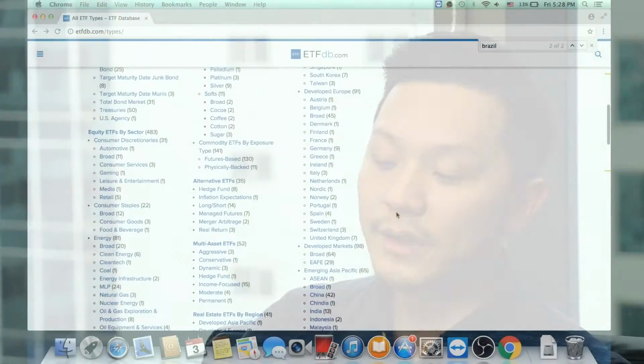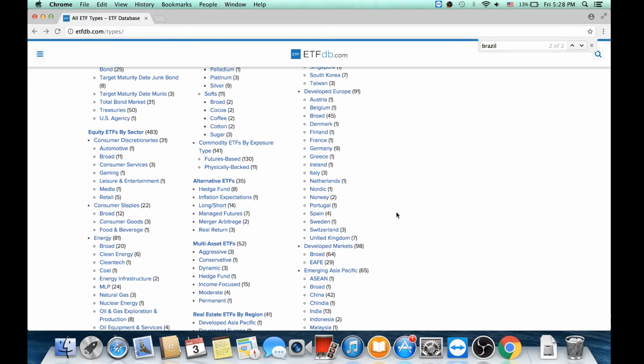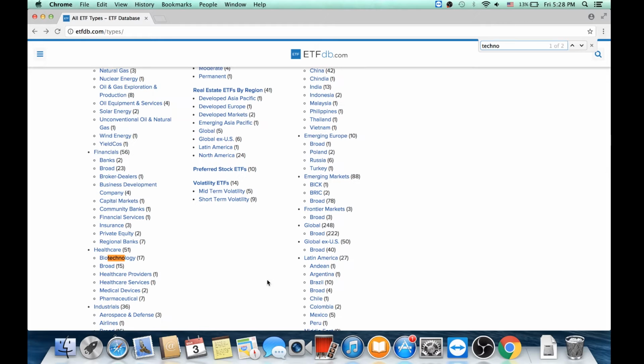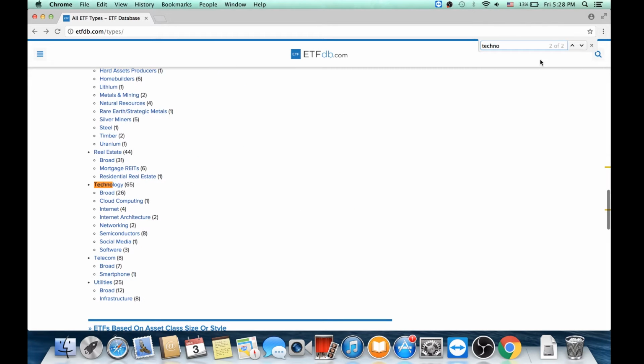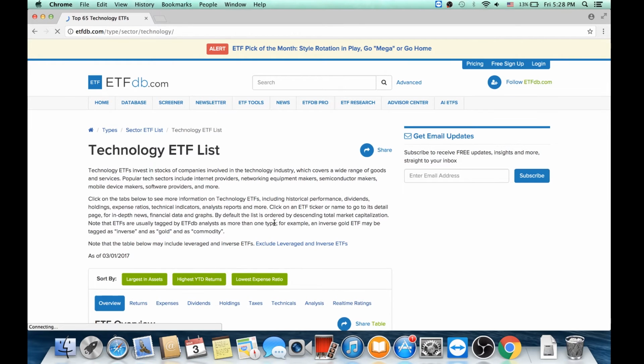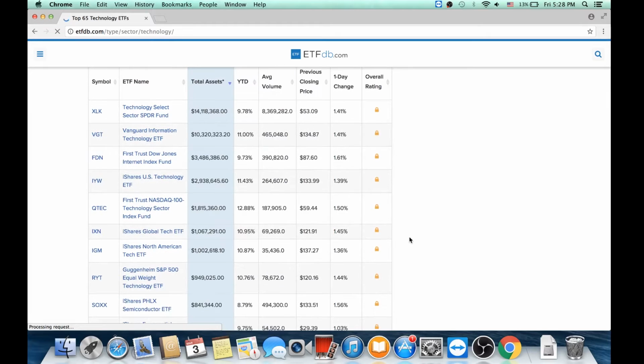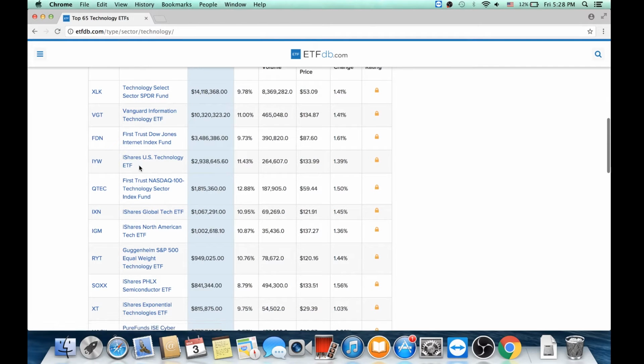So in the future, there won't be one piece of news or one data or one thing going on in the rest of the world that you cannot invest in right now. Out of the Olympics, let's say I'm really bullish on Asian technology. So you can go to technology. There are 65 ETFs that you can choose from to invest in technology. You can choose Asian technology, you can choose US technology, which is iShares US technology, right?